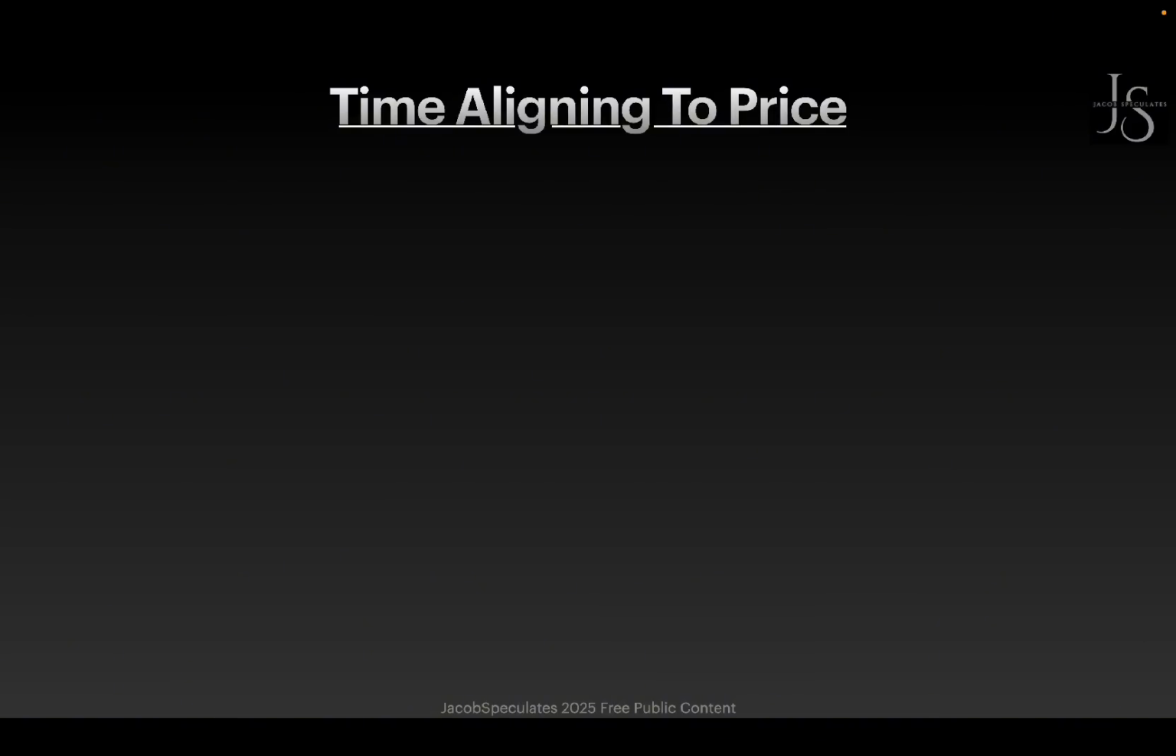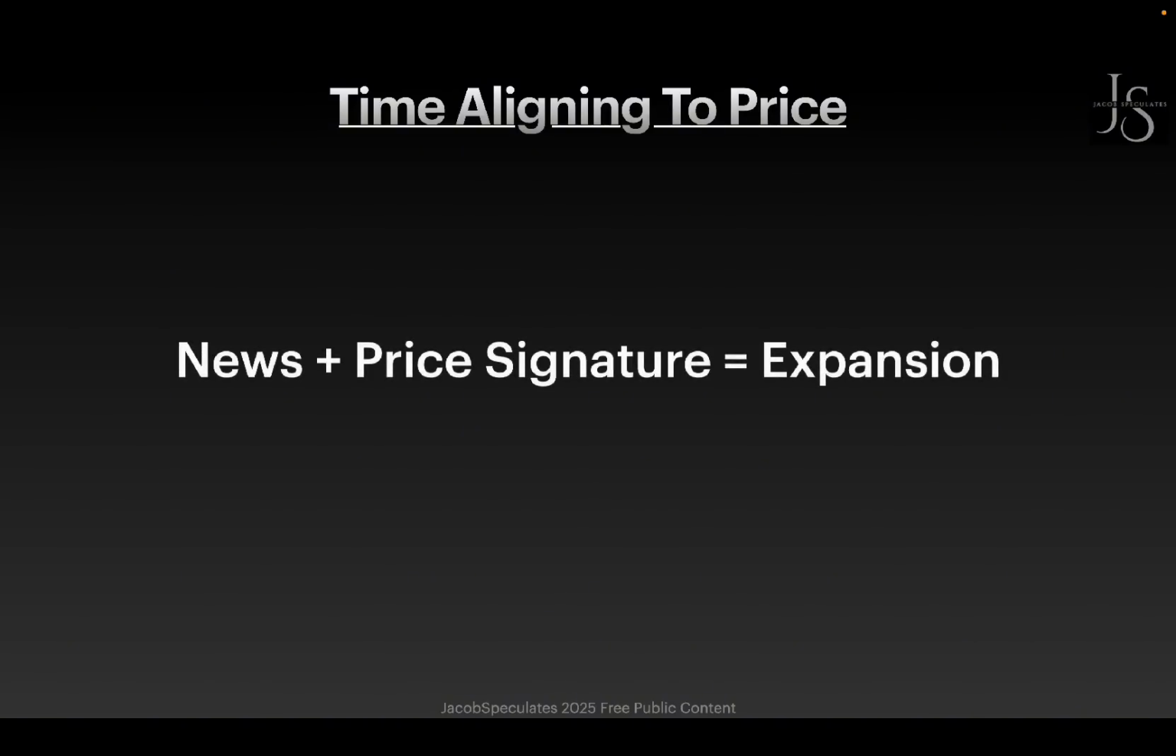And now looking at time aligning to price. So again, everybody always says this, but what does this actually mean? Well, whenever you have news plus a price signature, that equates to an expansion. So time being news, you know the specific time volatility is coming into the market. And price signature is just price. Once you have the blend of time and price, that is whenever you get the expansions that you are looking for.